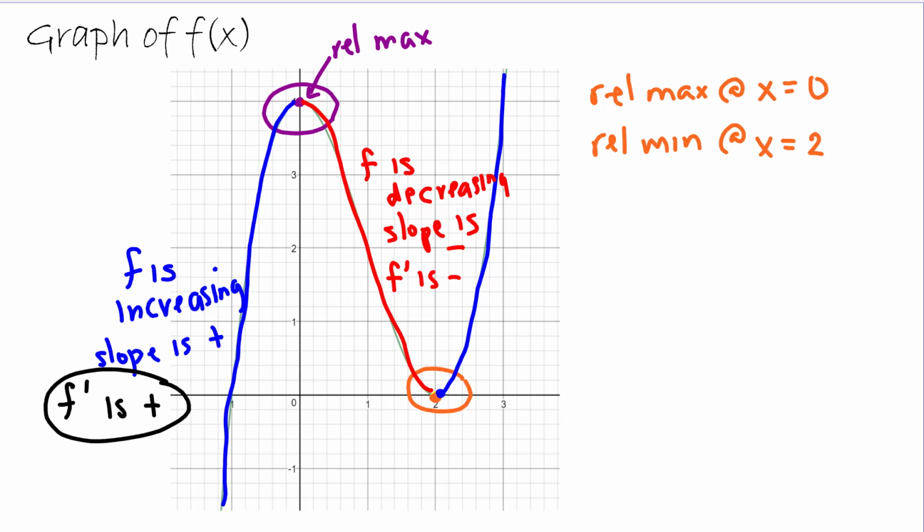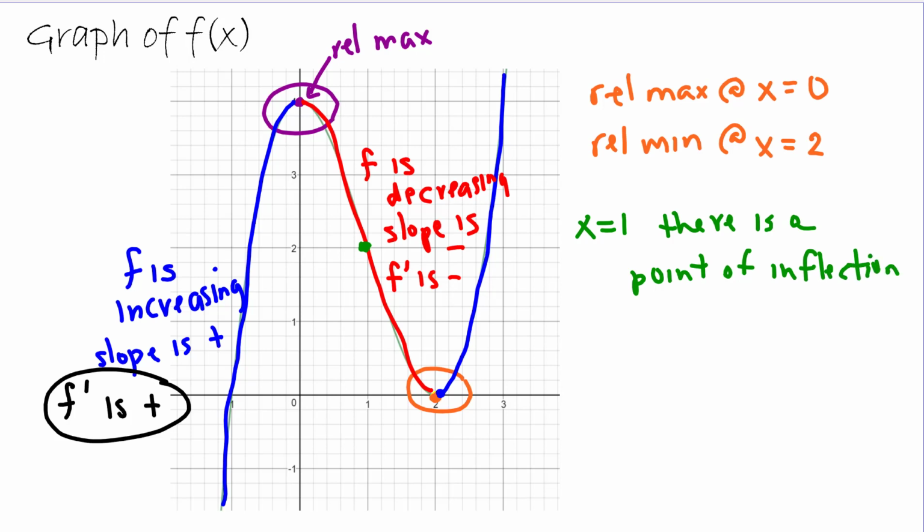There's one more thing I want to point out, and it happens right here. That green dot that I pointed out is actually called a point of inflection. So at x equals 1, there's a point of inflection. That point of inflection happens when the graph changes concavity. It changes from opening downward to opening upward. So before the point of inflection, this graph is upside down. It's a sad face graph. It's concave down.